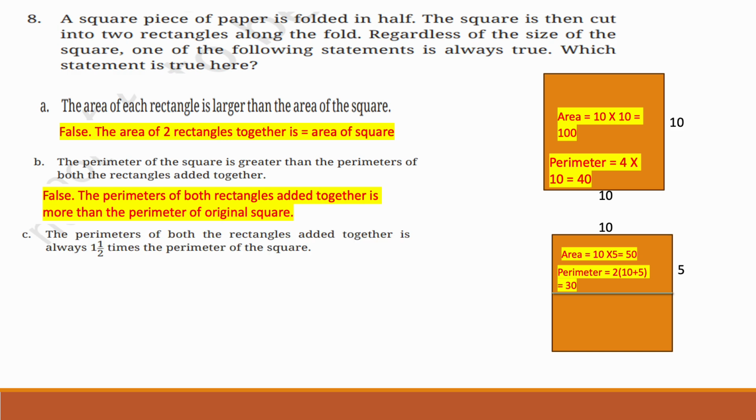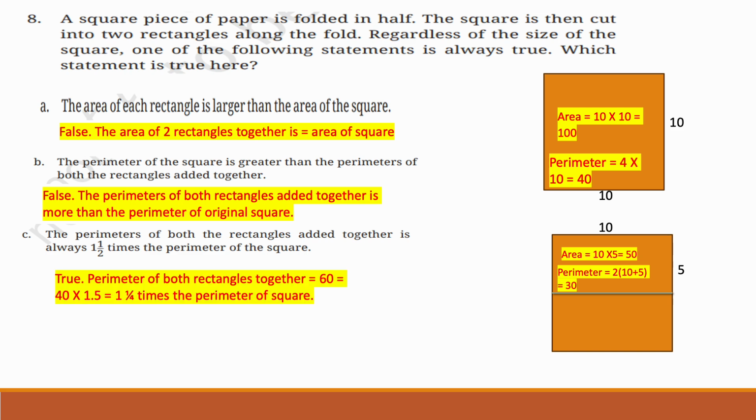Next one, the perimeters of both the rectangles added together is always 1.5 times the perimeter of the square. This statement is true. The perimeter of both rectangles together, that is 30 plus 30, that is 60, is equal to 1 and 1 by 2 times the perimeter of the square. The perimeter of the square is 40, that is 40 into 1.5, that is equal to 60. So, this is true.